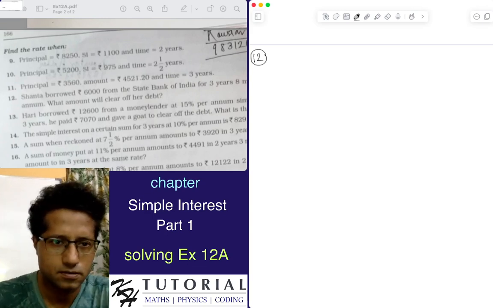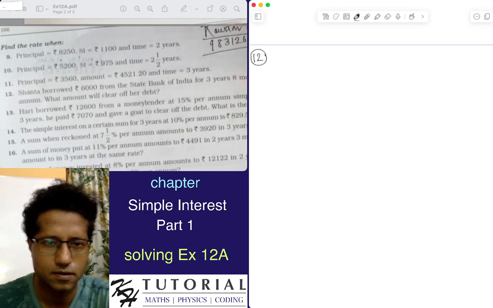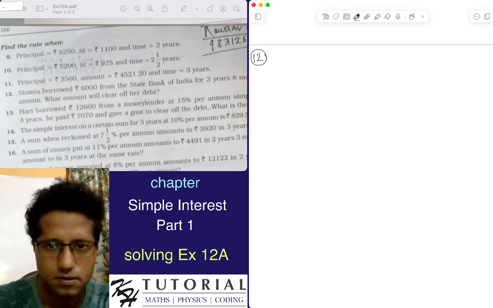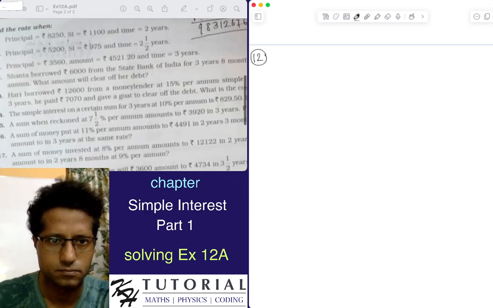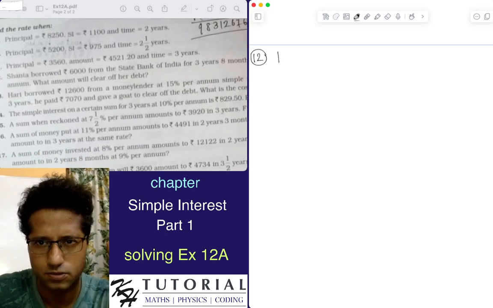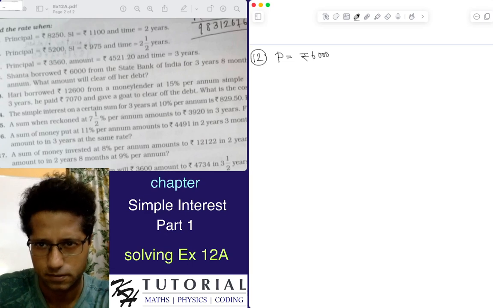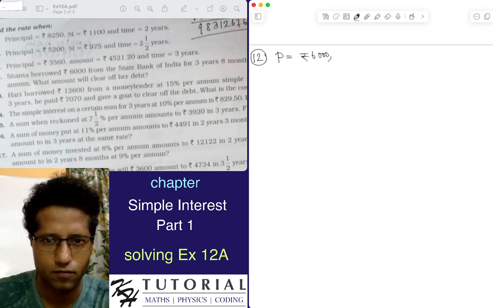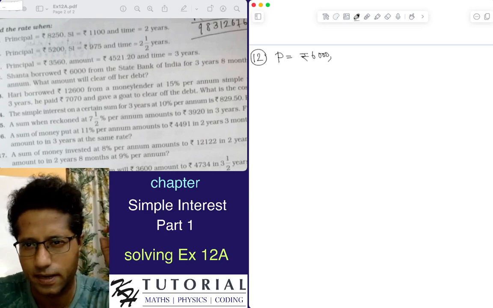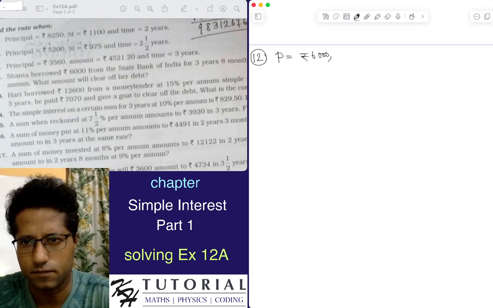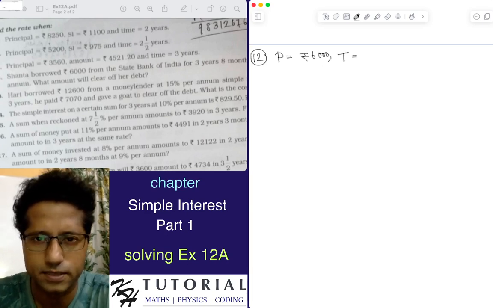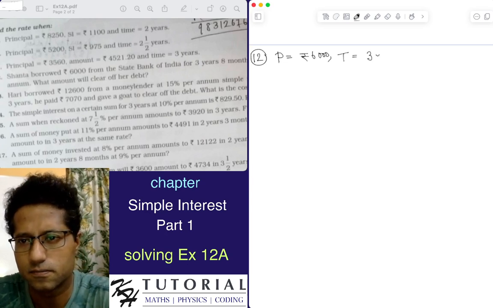Problem number 12 says Shanta borrowed rupees 6,000 from the State Bank of India for 3 years and 8 months at 12% per annum. Okay, so we have borrowed 6,000, which means the principal is rupees 6,000. State Bank of India for 3 years 8 months. So time, since t denotes the time, t is 3 years 8 months.